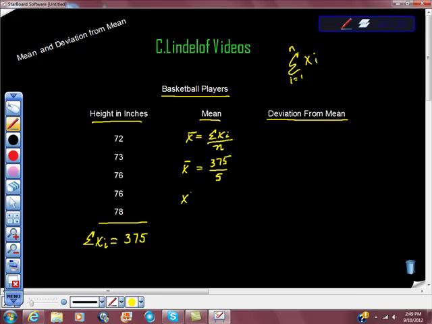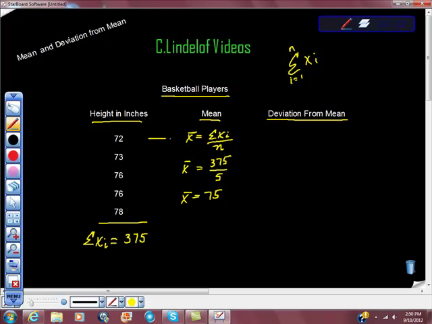As I added them, this is just me doing my work on my way down. This is what I started with. Here's me filling in some details. And after this, 375 divided by 5 happens to be 75. So now what I want to know is, what is the deviation from the mean?